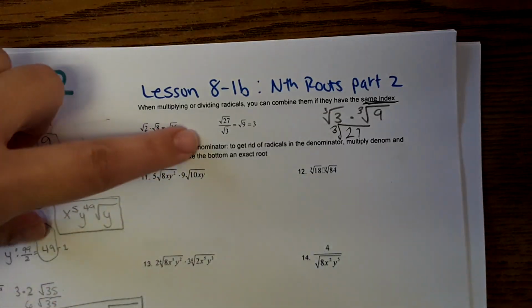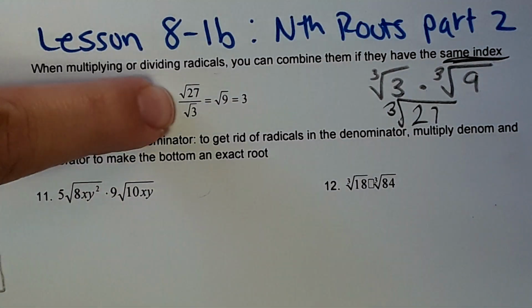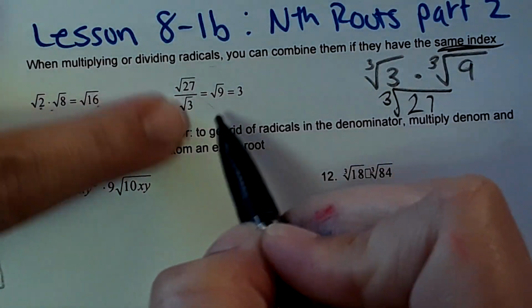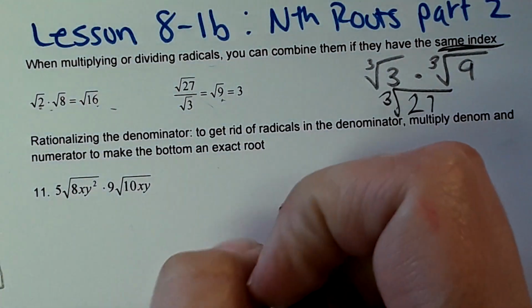Okay. Continue. Okay, also with the division, square root of 27 divided by square root of 3, as long as it has the same index, you can just divide those and get square root of 9. Sure, good.